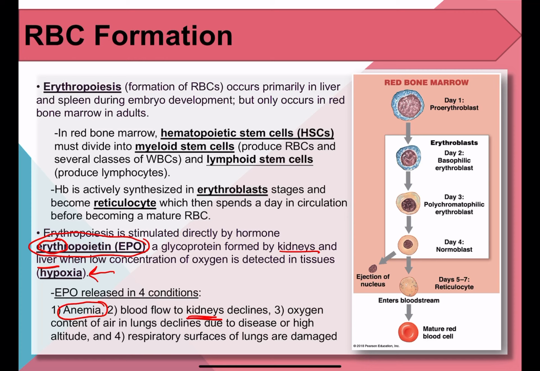And the third way that EPO is released is when the oxygen content of air in the lungs declines due to maybe a disease, like our famous disease right now, infection with COVID-19.